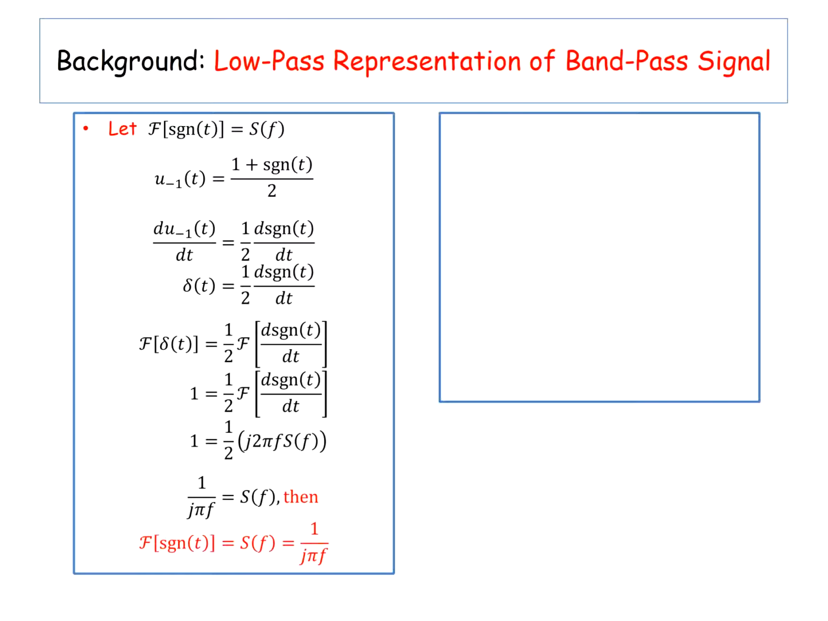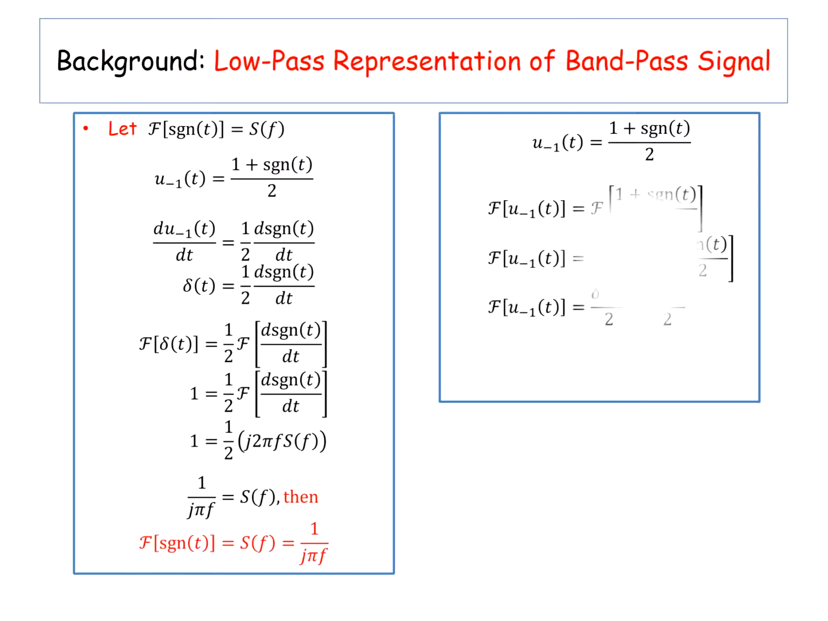Now, by employing this transform, we will try to develop the Fourier transform of the unit step function. Recall the expression of the unit step function in terms of the signum function. The Fourier transform of both sides is taken. Finally, by substituting the S of f just derived, the Fourier transform of the unit step function is given.